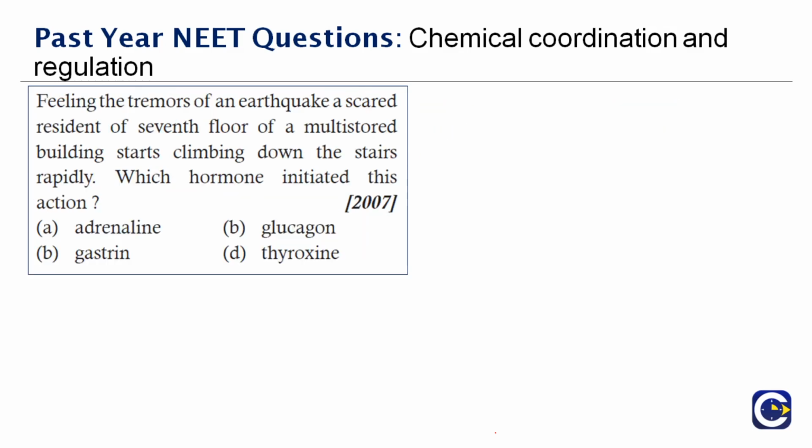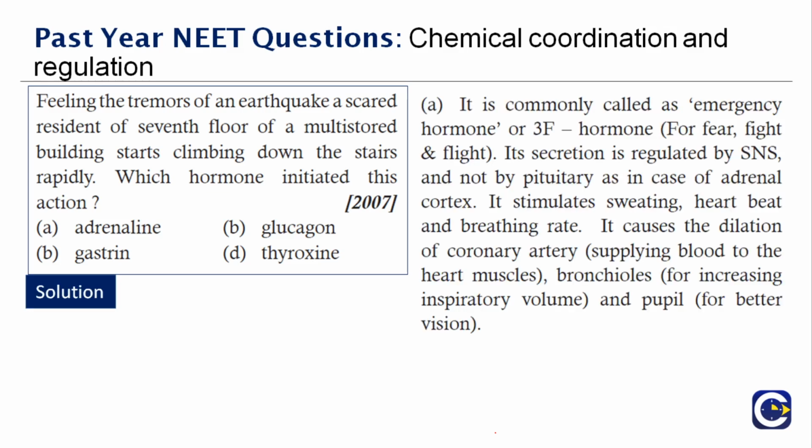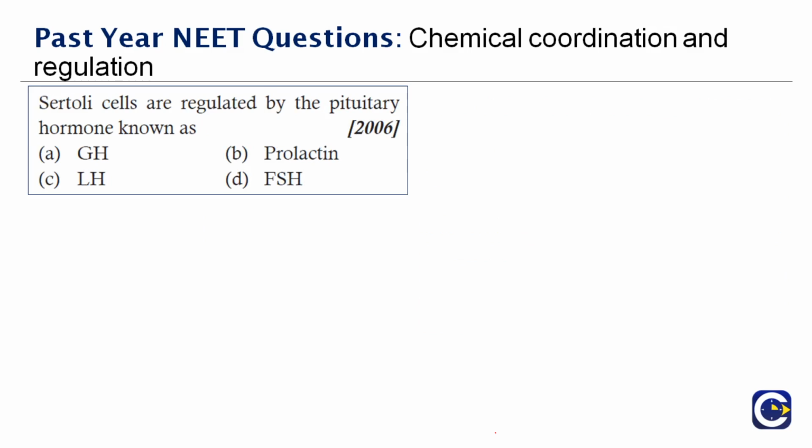Next question here. Feeling the tremors of an earthquake, a scared resident of the 7th floor of a multi-storied building starts climbing down the stairs rapidly. Which hormone is initiated in this action? So this is an emergency situation. You are actually scared and disturbed, you panic, and the emergency hormone here is option A, adrenaline. I don't have to explain much about this because I've already explained a lot in part 1.